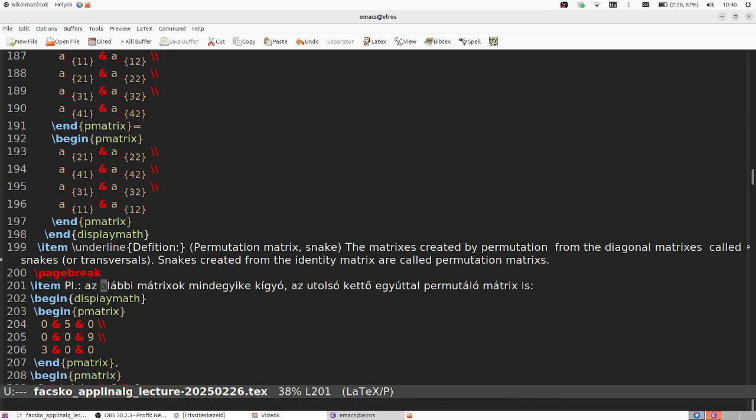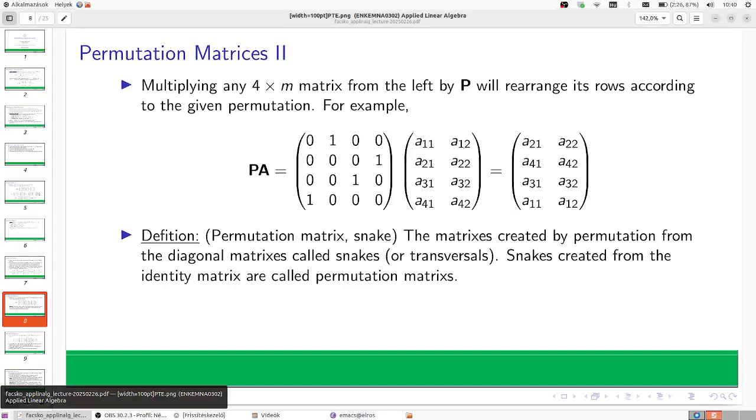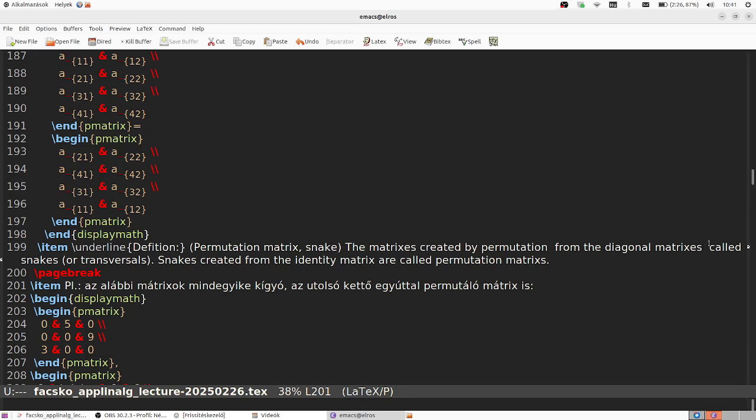Okay, so snakes, they really bite. So if you do permutation using this method, you create from diagonal matrices, and then you create a new matrix. Those matrices are called snakes or transversals. If you create a snake from an identity matrix, then it's called a permutation matrix. And here are the examples.